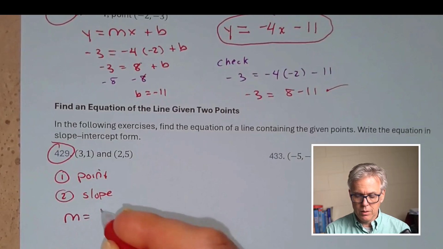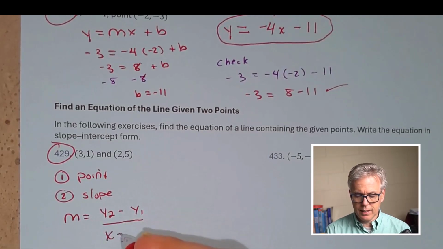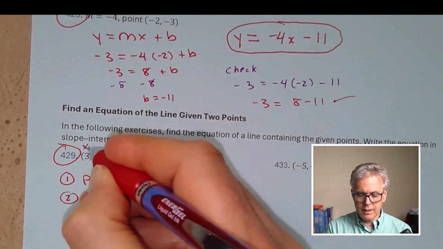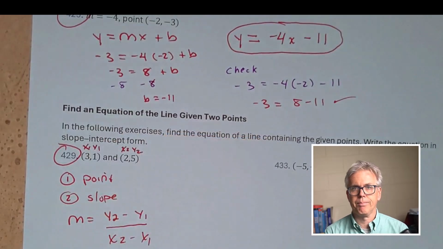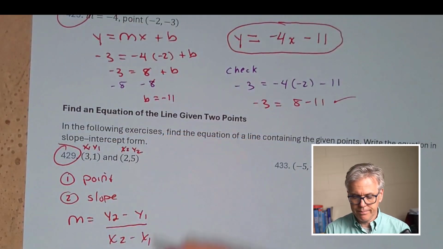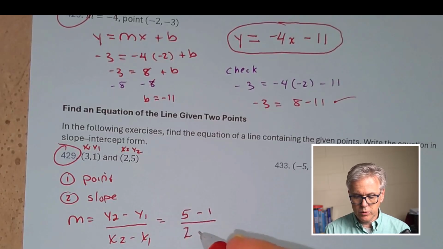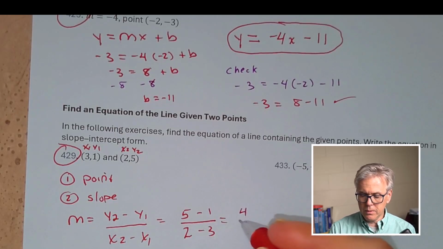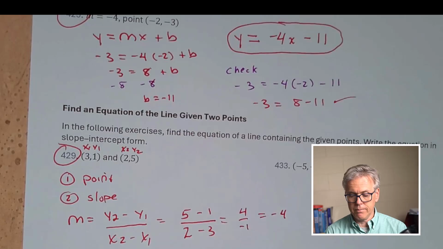y2 minus y1 over x2 minus x1. And so I'm just going to label my points x1, y1, x2, y2, and then plug them straight in. So I'm going to have 5 minus 1 over 2 minus 3. So what's this going to be? 4 over negative 1, which is negative 4. So my slope is negative 4.